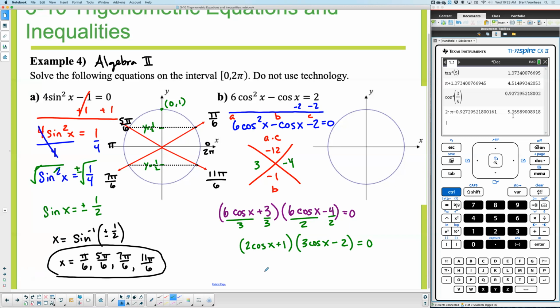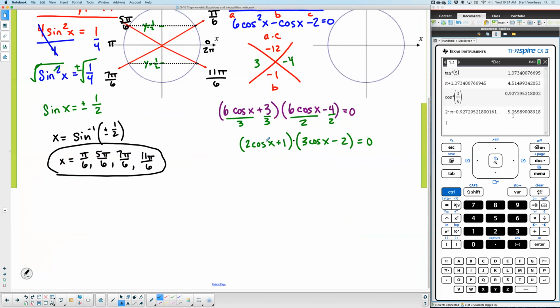Okay, so the zero product property states this: if you're multiplying and you're getting a product of 0, what's the only way to multiply and arrive with a product of 0? What's the only way mathematically you can multiply and get a product of 0? You have to be multiplying by 0. So we solve each one equal to 0 now. 2 cosine x plus 1 equals 0, and 3 cosine x minus 2 equals 0.